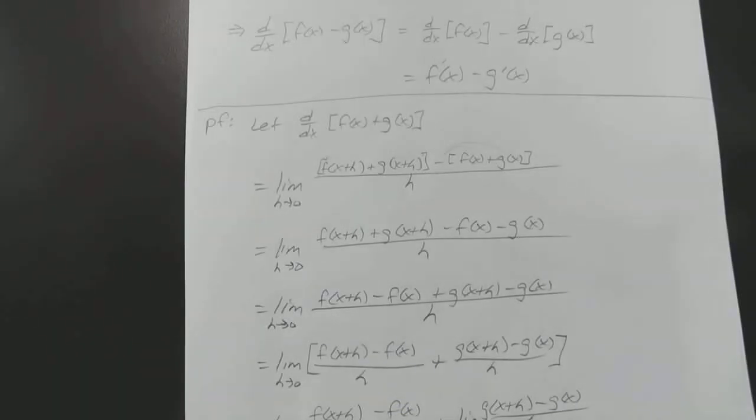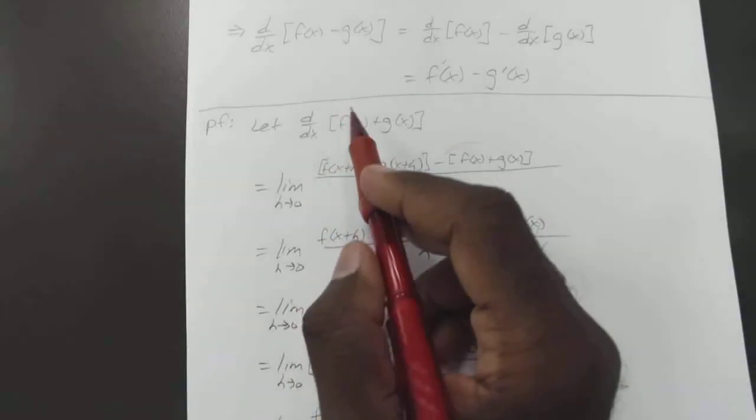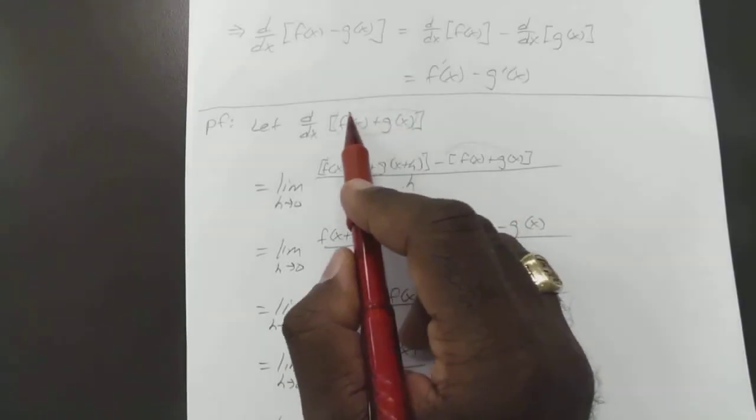So if you treat them like a constant, then... Well, it's not really a constant if you think about it. It's just telling you that's one function of x, and that's another function of x.